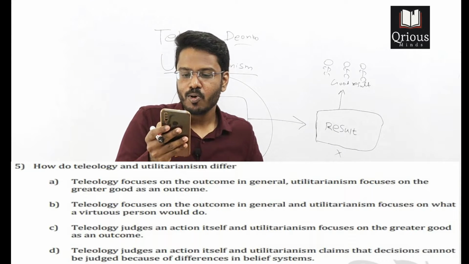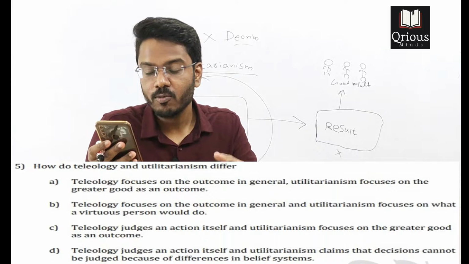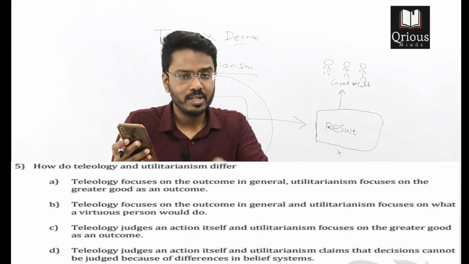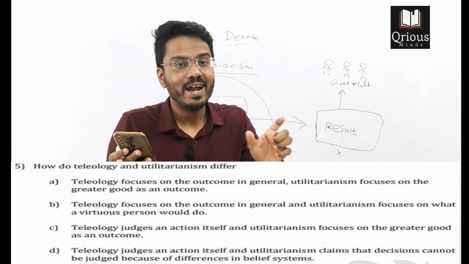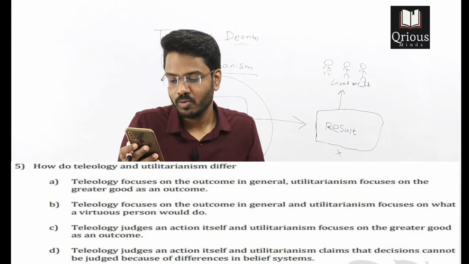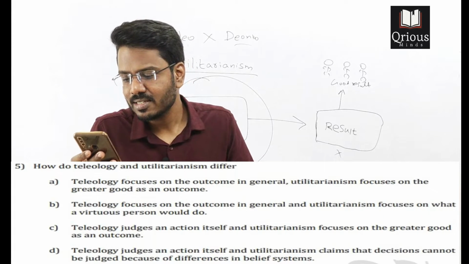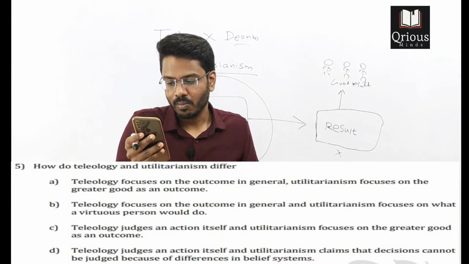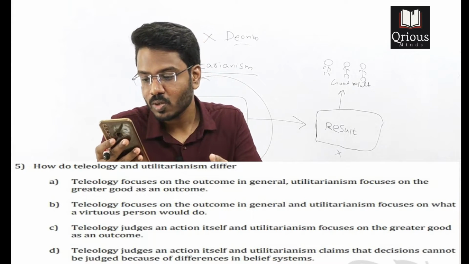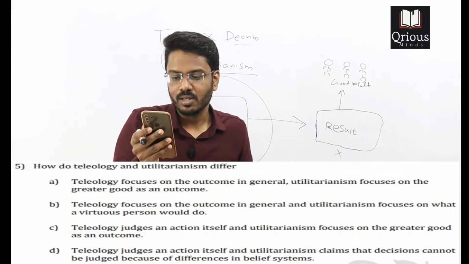Option B, teleology focuses on the outcome in general, and utilitarianism focuses on what a virtuous person would do. Utilitarianism is not focusing on what a virtuous person would do, that is virtue ethics. Right? And option C, teleology judges an action itself, and utilitarianism focuses on the greater good as an outcome. Yes, utilitarianism focuses on the greater good as an outcome, but look into the first part of that option.